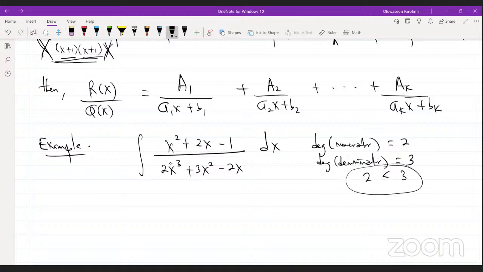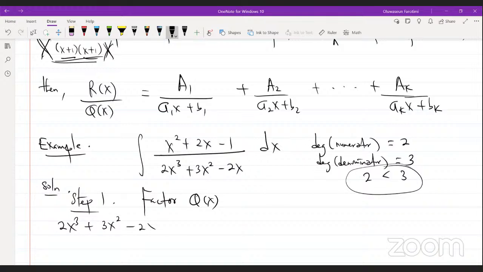Once this happens, what did we say, guys? We say we're going to factor Q as much as possible. For the purpose of learning, let me divide this into steps. Step 1: factor Q. And how do I know I should factor Q? Because of the situation: 2 is less than 3. All right, so 2x cubed plus 3x squared minus 2x. If you factor this, what do you expect?